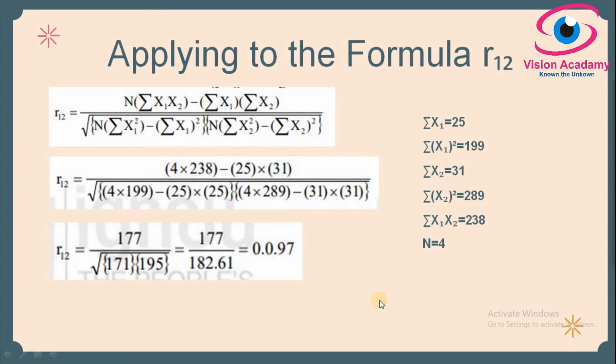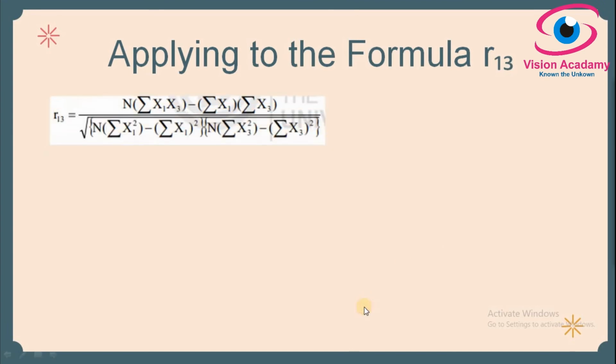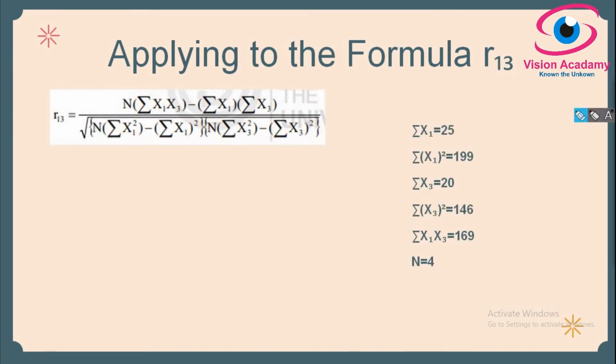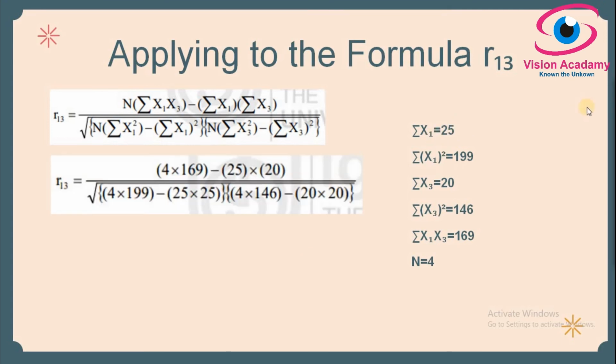So let us consider R13. We know the formula, and these are the necessary requirements to apply R13 to find the total correlation coefficient between x1 and x3. So here we will replace the values in the formula. Same thing: 4 into summation x1x3, x1x3 is 169, minus summation x1, which is 25, summation x3 is 20, and in the denominator 4 into 199, which is summation x1 square.